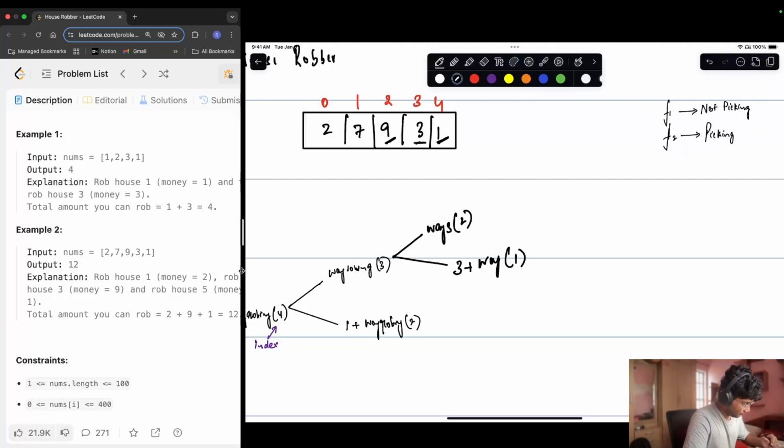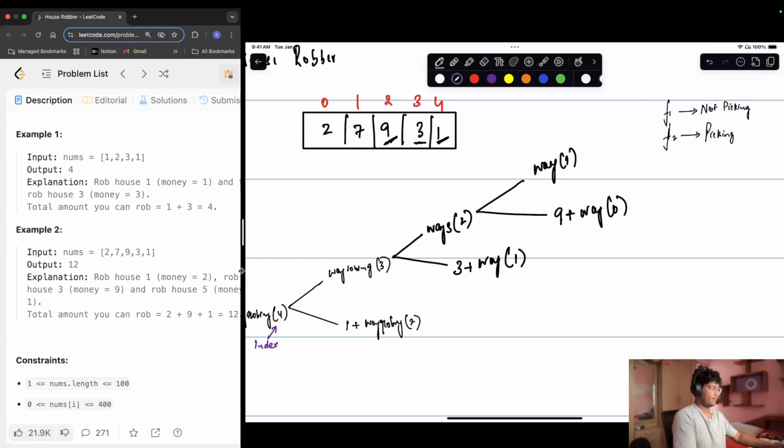Now, ways of picking 2. Same thing. I have an option of not picking 2, so I'll go for ways of picking 1. Or I have an option of picking 2. In that case, I'll take 9 plus, and if I pick 9, I cannot pick 7 because both of them are adjacent, so I'll call ways of picking 0. So we have hit 0. We cannot go lower than that. So 0 would be our base condition, because if we go lower, we would go out of bounds.